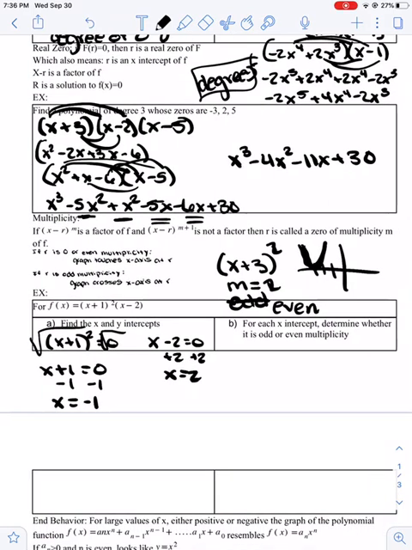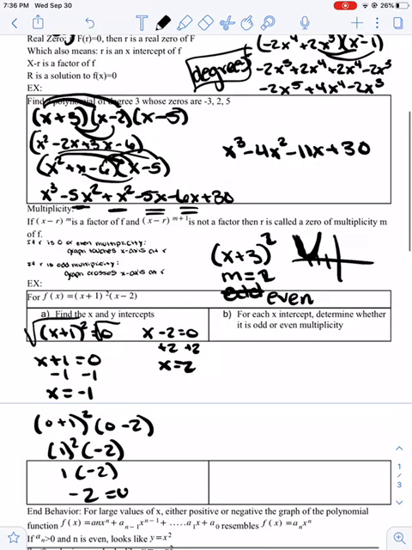The y-intercept, we plug in 0 for x and find y. So we would have 0 plus 1 squared times 0 minus 2. So this is 1 squared times negative 2, which is just 1 times negative 2, which equals negative 2. That is our y-intercept.